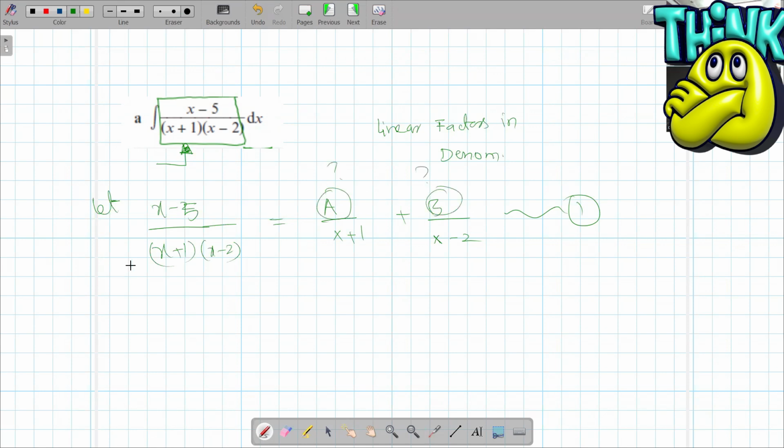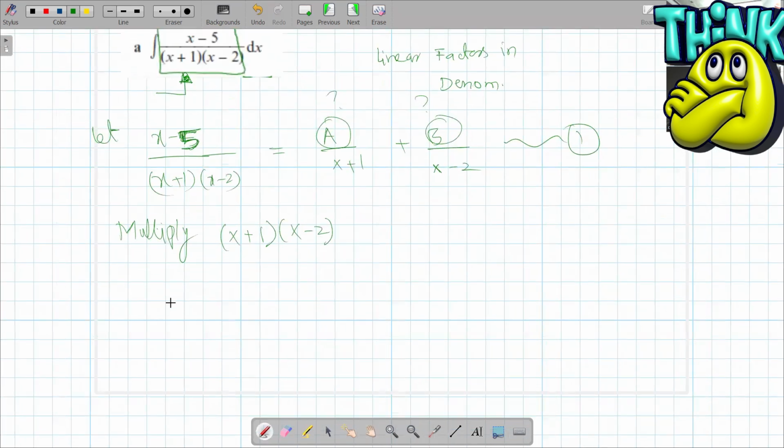What is A and what is B? This is actually the reverse process of adding two fractions. We add two fractions by taking the LCM, then we can go in reverse by resolving into partial fractions. This is the method. So what is the next step after supposing that it is equal to the sum of two fractions like this? The next step is to multiply both sides by the whole denominator. Multiply equation 1 by the whole of the denominator.